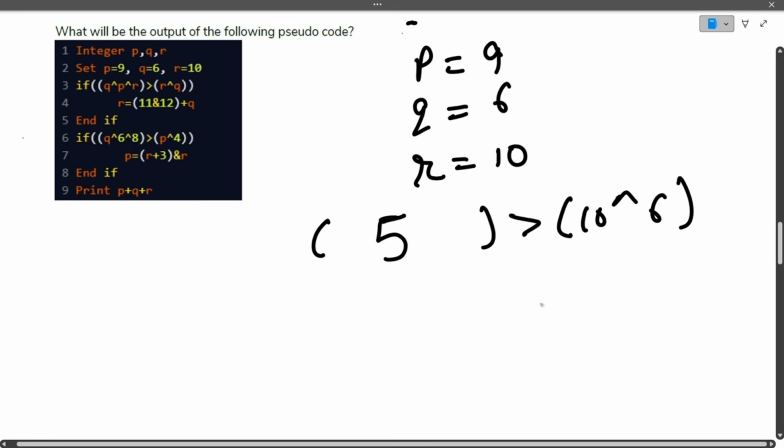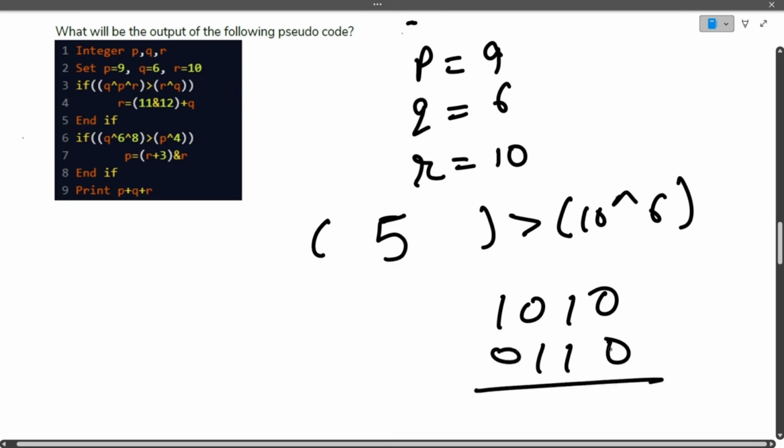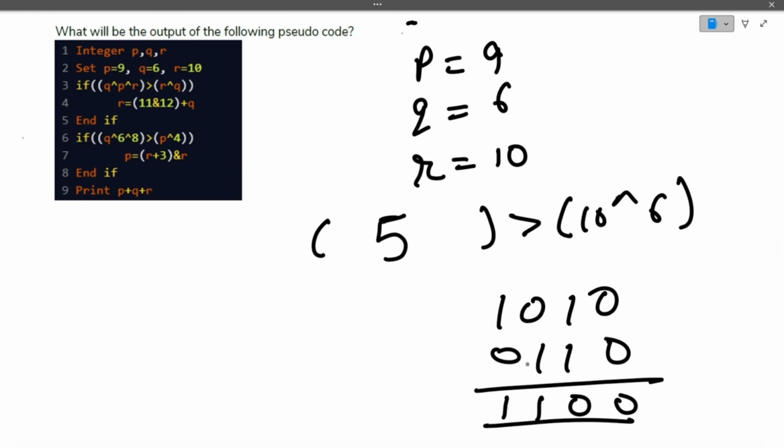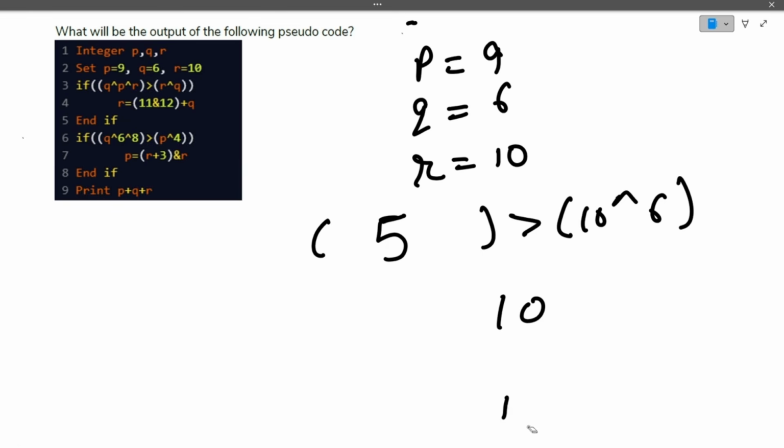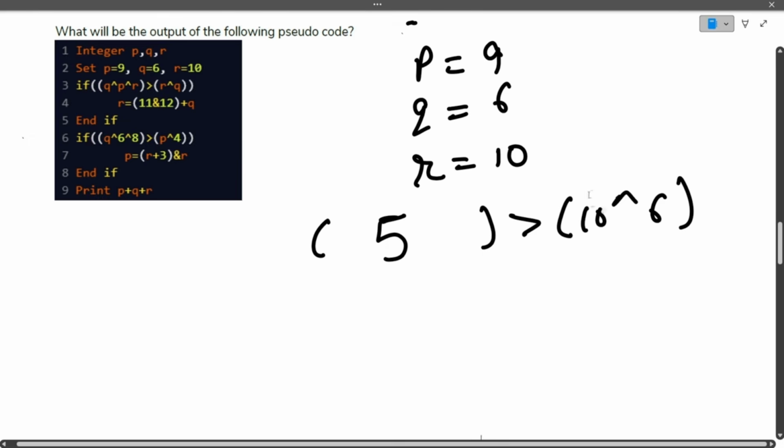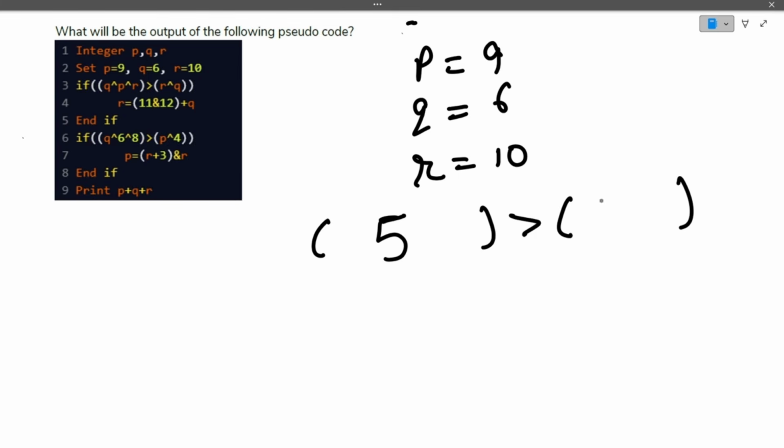Then 10 XOR 6. So 10 is 1010 and 6 is 1100. XOR gives 0110... 0 XOR 1 is 1, 1 XOR 1 is 0. So what is this giving us? I think 10. No, it is not 10, it is 12. So yeah, this is giving us 12.